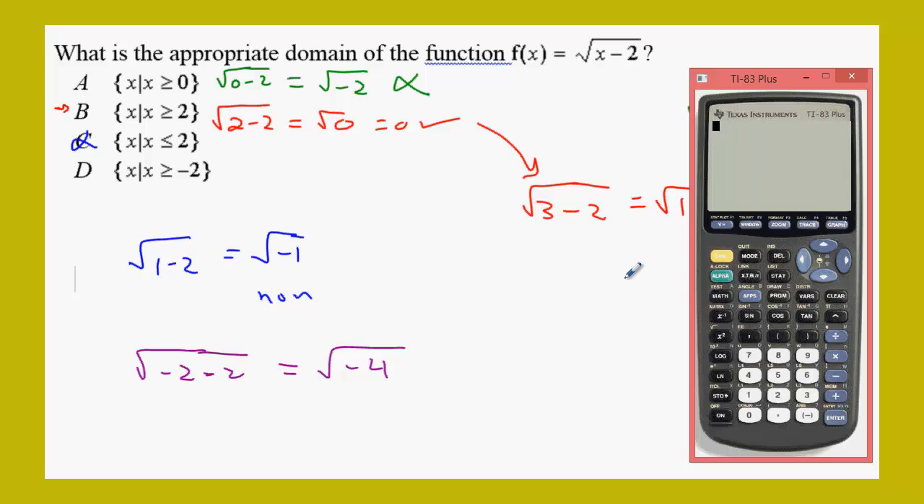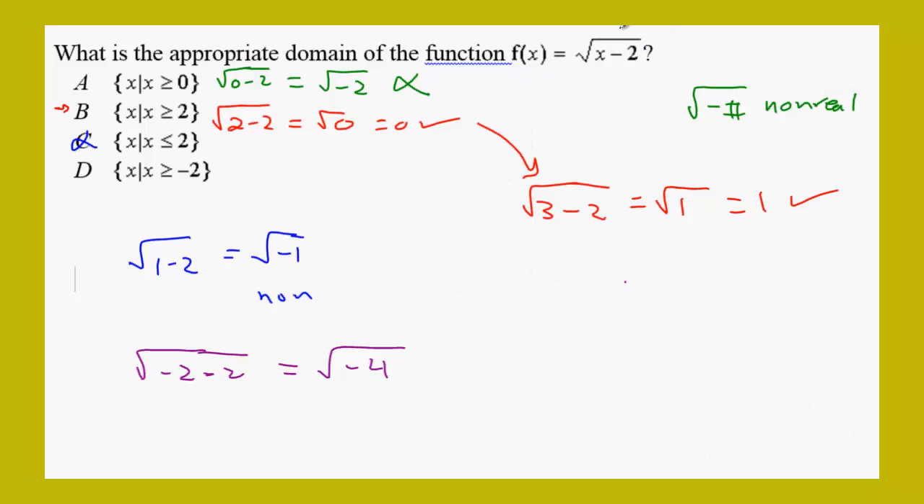So the appropriate domain, the domain must give a real answer, must have a positive number under the square root. So the appropriate choice, or the best choice here, is B. Work well.